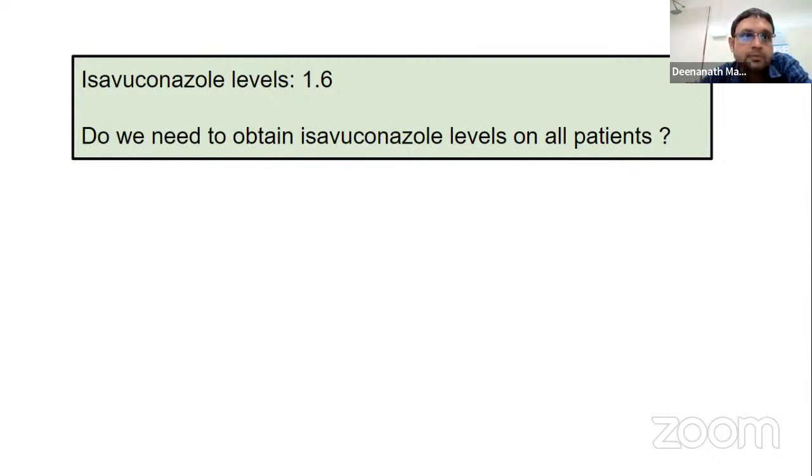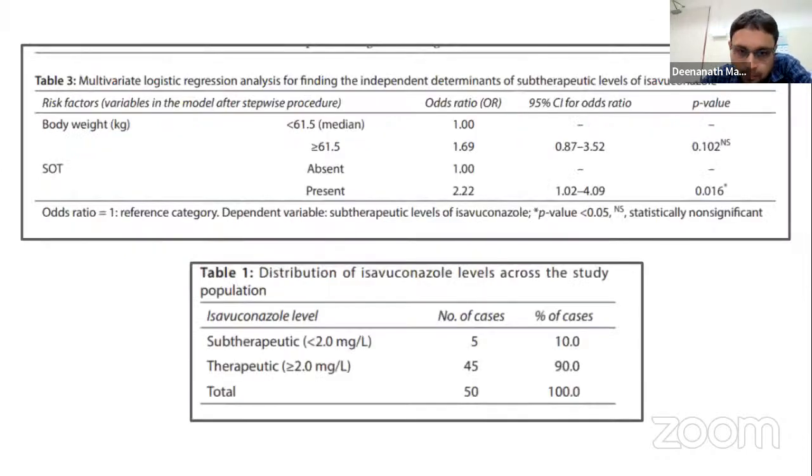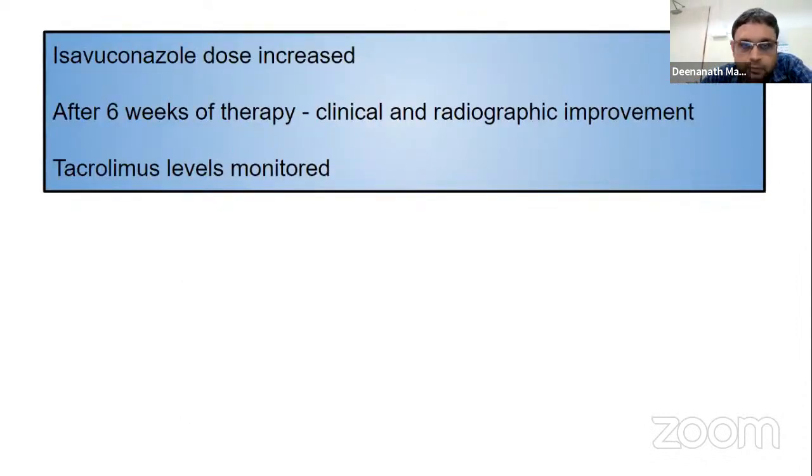Now, because we did the levels, we found that these levels were slightly subtherapeutic. This is something that we recently published. In about 50 odd patients whom we studied in our setup, 5 of these patients had subtherapeutic levels, which means a level less than 2. But a number of patients actually had their isavuconazole doses changed after doing the levels. So again, it all depends on what kind of pharmacodynamic targets you are using for these patients.